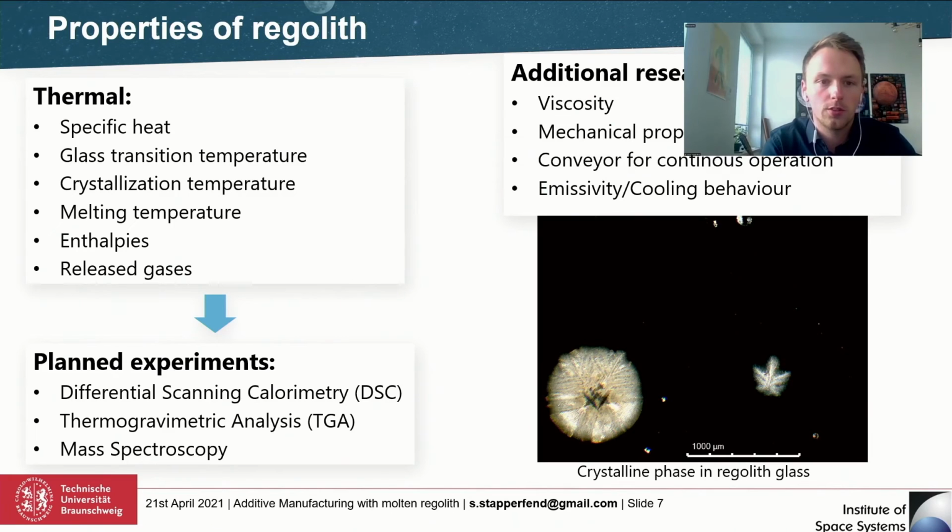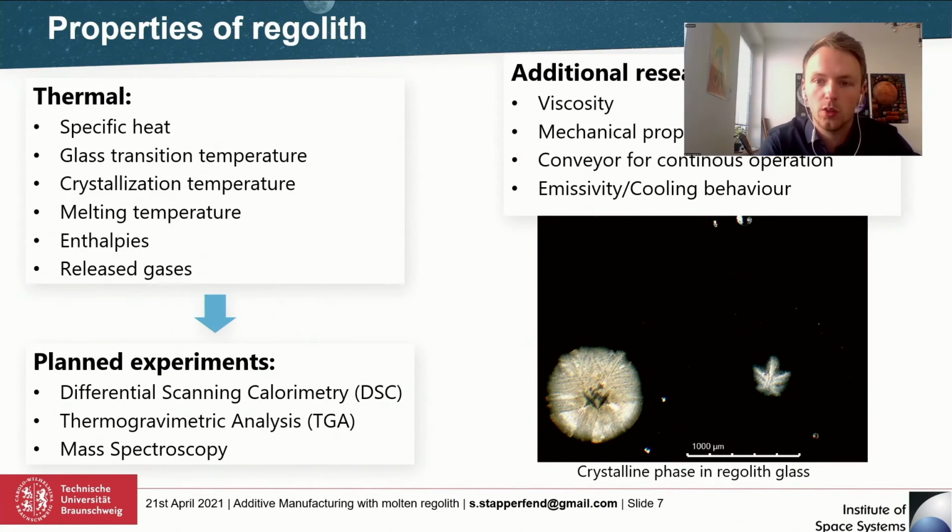So we know that the containment material won't react with the gases that are being released by the melt. And we plan to do experiments in the next month for DSC, TGA, and mass spectroscopy, and also want to release a paper about that. So if you're interested in that, feel free to write me, and then I can tell you the update about the current research that we do.